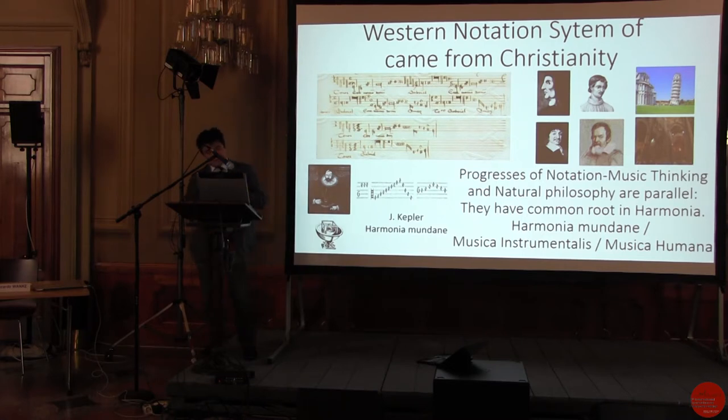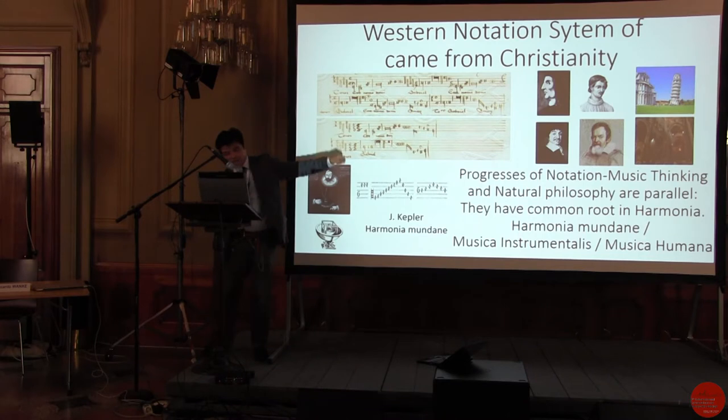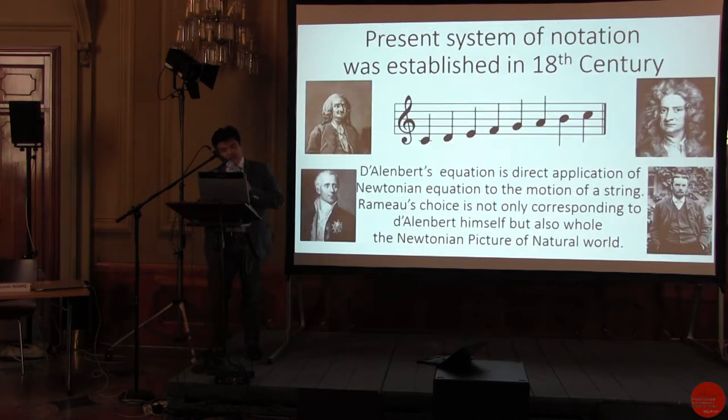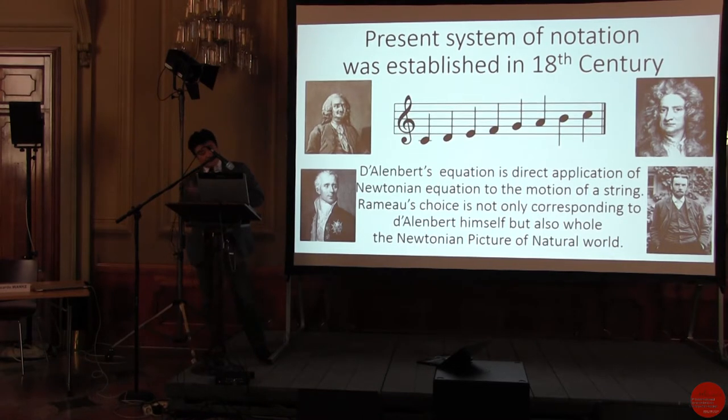Indeed, for example, Zarlino is a very important figure in Italy, and one of his pupils is Vincenzo Galilei, Galileo Galilei's father, or his son's very close friend Kepler. They are true founders of so-called modern science, but they had much to do with so-called harmonia mundi. And so music thinking or harmonia study is indeed one of the main issues of science at the very beginning of it. And the present system of notation was established in the 18th century.